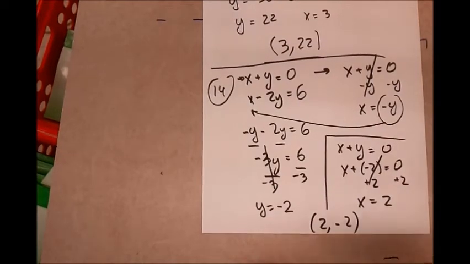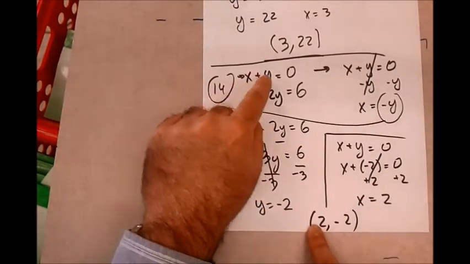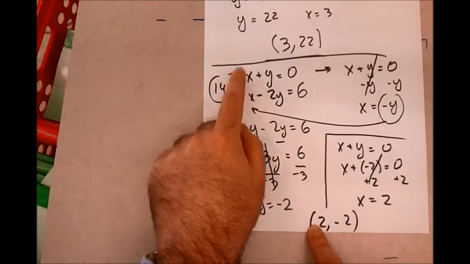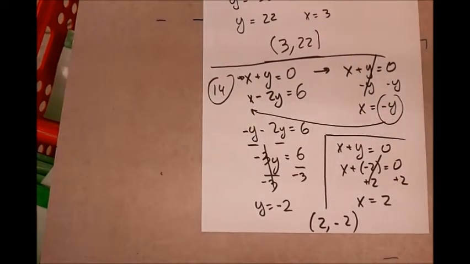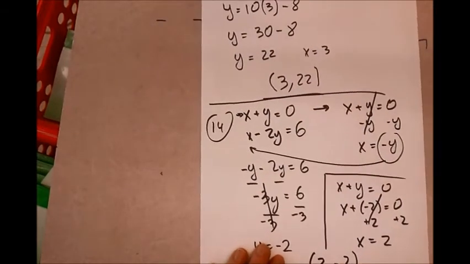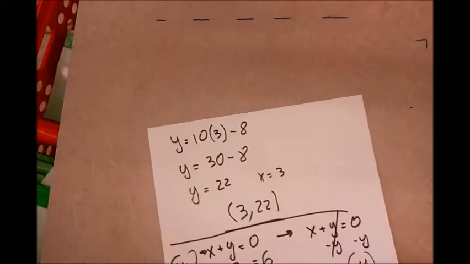So again, you can always plug both of these in here. You can actually do that very easily for the first equation. If x is 2 and y is negative 2, 2 plus negative 2 is 0, 0 equals 0. And you could do that for the bottom one as well, and it should work out. But we don't have to. The book isn't asking us to check our work, so we're not going to.